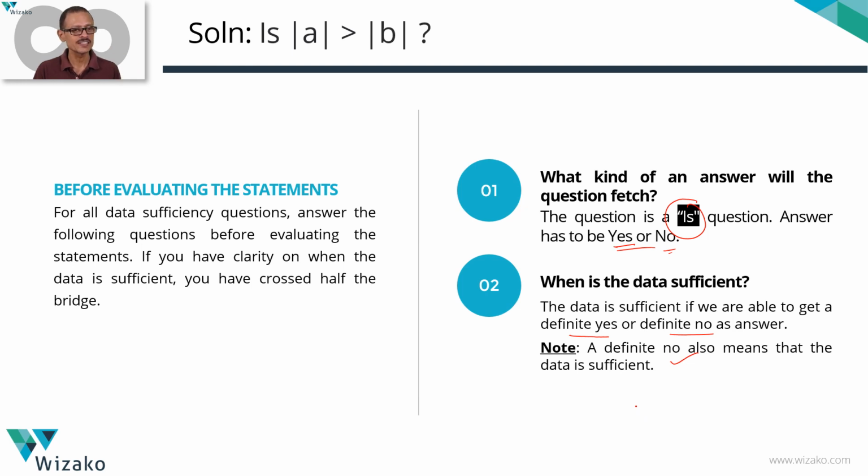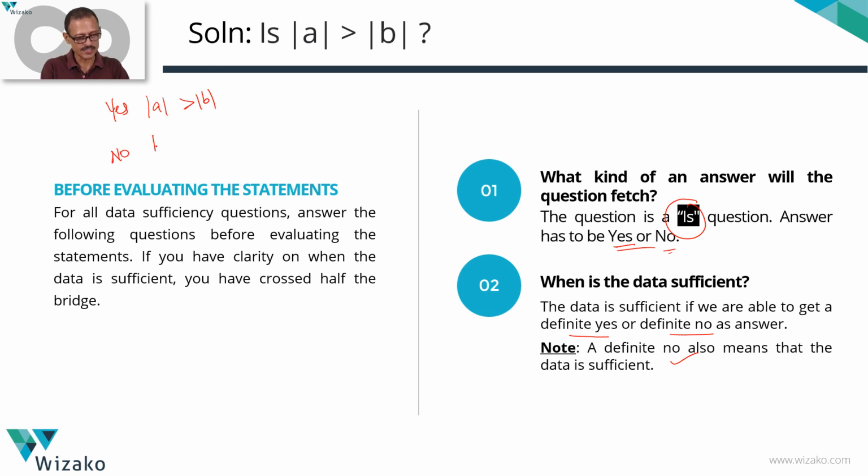So when is it a yes? The answer is a yes when we realize that modulus of A is greater than modulus of B. If from either of the statements independently or by taking the statements together, we're able to conclude that modulus of A is greater than modulus of B, and we know that it is certainly that way, then the data is sufficient.